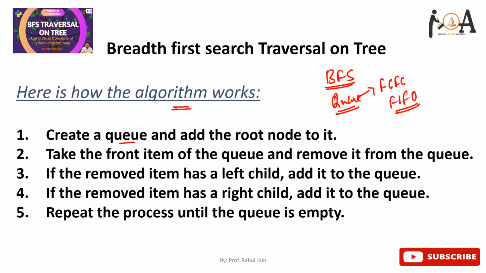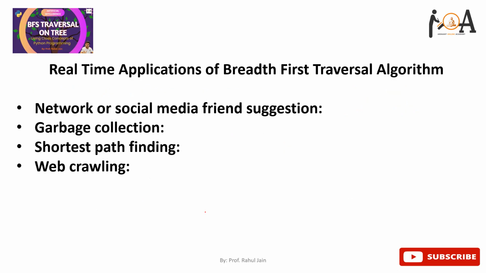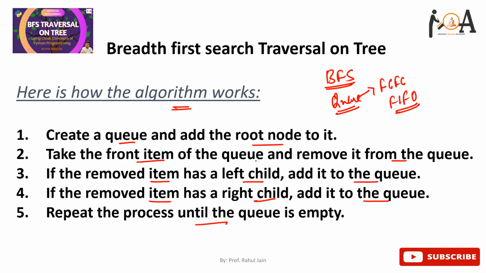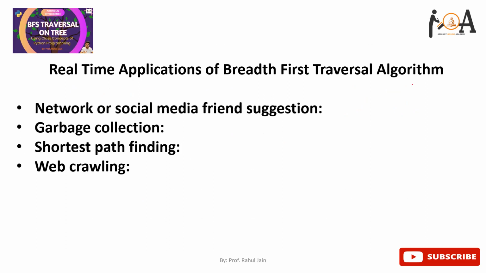So create a queue and add the root node into it. Take the front item of the queue and remove it from the queue. Third step: if the removed item has a left child, add it to the queue, and if the removed item has a right child, add it to the queue. Repeat the process until the queue is empty. Let me try to explain these five points with the help of a short example.